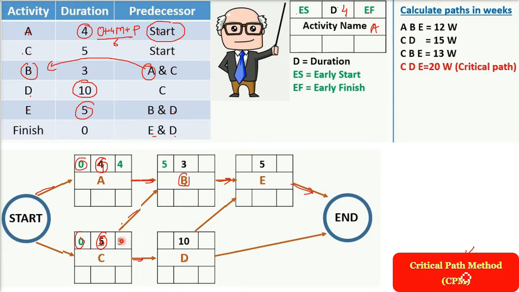Next is the critical path. See, we'll start with A, B, E. A, B and E. Now you just see the duration 4 plus 3 plus 5. What is the number? 12 weeks or days, you can say. Now the CD, 15, 5 plus 10. CBE, how many? 5, 3, 5. It's going to be 13. CDE, this is 5, 10, 5, which is going to be 20. Now which one is the highest? 20 is the highest. So this is the critical path. CDE is the critical path.